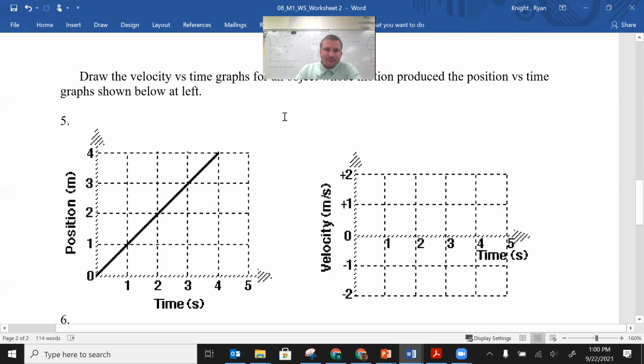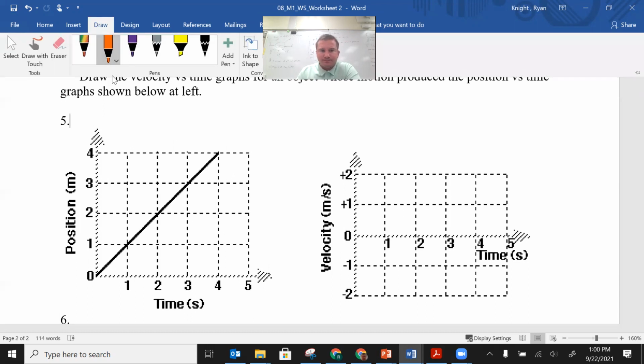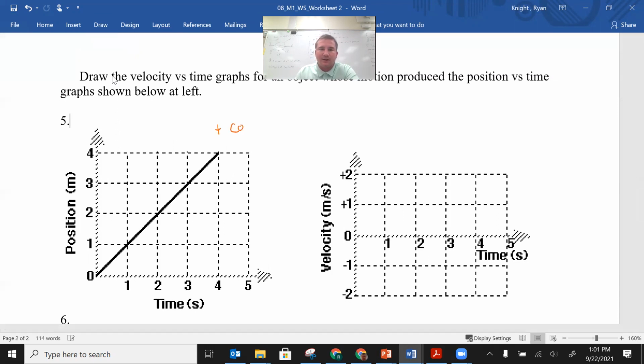So if we check out this problem here, and let's go up to draw, and I'll get a pen out. We know this is positive, right? We know that's constant velocity. And we know the general shape over here. If I just draw an example, we know this is going to be a flat line. But what we want to figure out right now is where does that line go? So what we're going to do is look at the slope of this graph, actually calculate the slope, and we can figure out where we're supposed to draw this line.